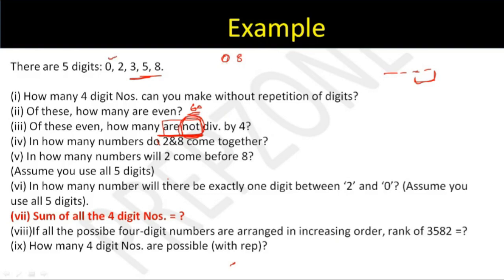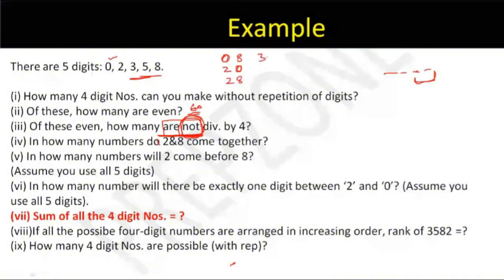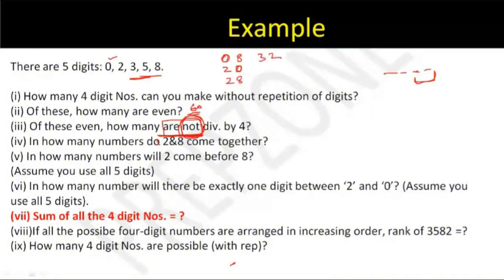0 is gone. Next immediate number is 2. So I'll keep 2 here. 2 ke saath yahan pe 0 can come. 20 is divisible by 4. Again, 28 is divisible by 4. Then 30 is not divisible by 4, but 32 is divisible by 4. 38 is not divisible by 4. Then again, if it is 5, 50 is not divisible. 52 is divisible. 58 again is not divisible. If it is 8, 80 is divisible. That's it. Again, 82 is not divisible, right? So these are the only 6 cases of last two digits. If the last two digits are either of these 6, then the number would be divisible by 4.